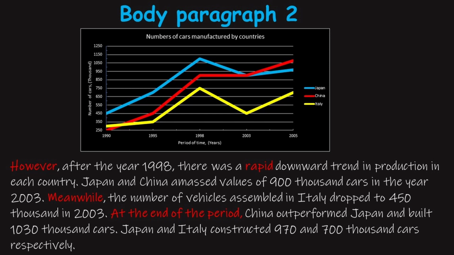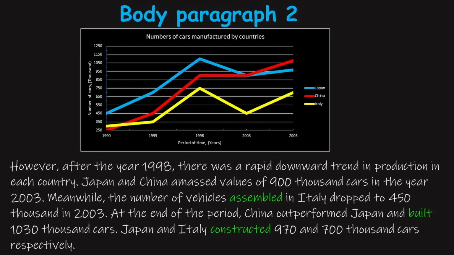Meanwhile literally means something that happened at the same time but in a different place. In this case, it shows what happened in other countries at the same year. Also, the adverb meanwhile links ideas between sentences and makes smooth transitions. At the end of the period is the collocation for a smooth transition to demonstrate what happened at the end and logically finish the paragraph.